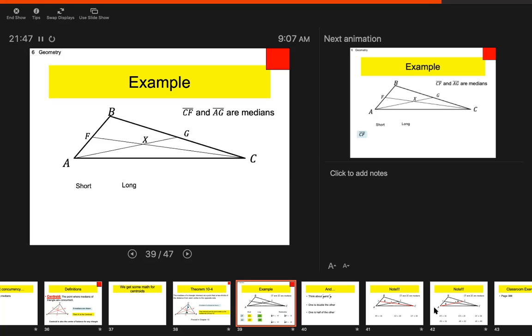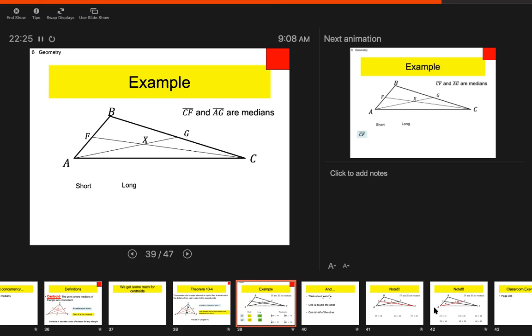Using math words, we've got a short piece, we've got a long piece. Give me another one. Give me one more intelligent thing about this. CG is half of GB. Even better. Say that one more time. CG is half of GB. Oh, gosh, no. Wait, CG is what? Is half of GB. Actually, CG is equal to BG, because remember, how are you constructing these medians? Medians go from a corner to where? Oh, they're congruent. Whoa. All right, they're congruent.